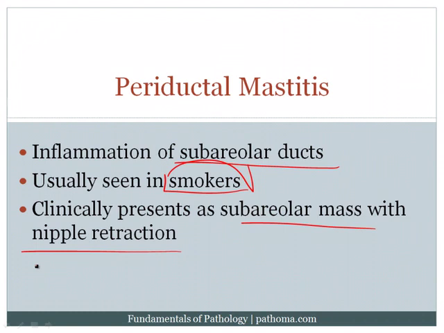However, that's not always the case. You can have nipple retraction with, for example, an inflammatory condition such as periductal mastitis.